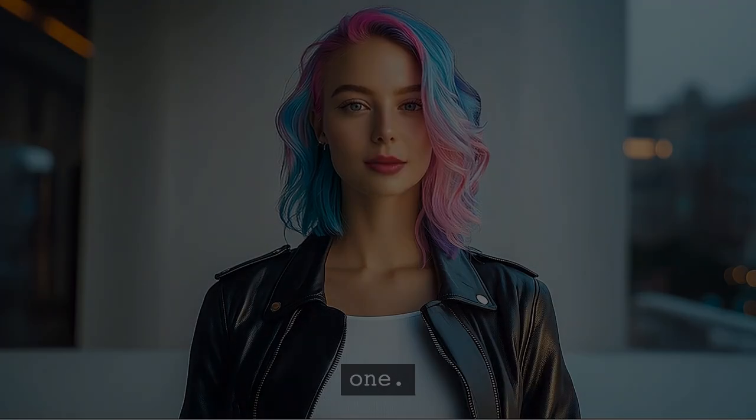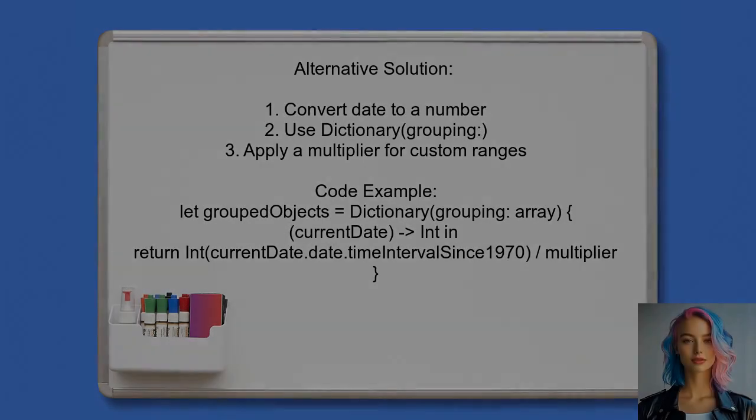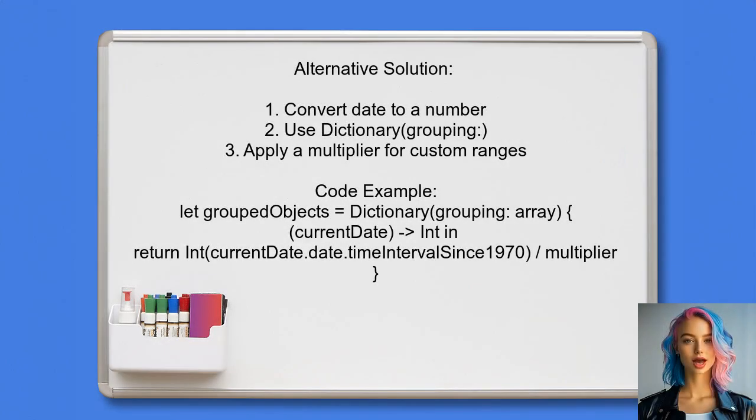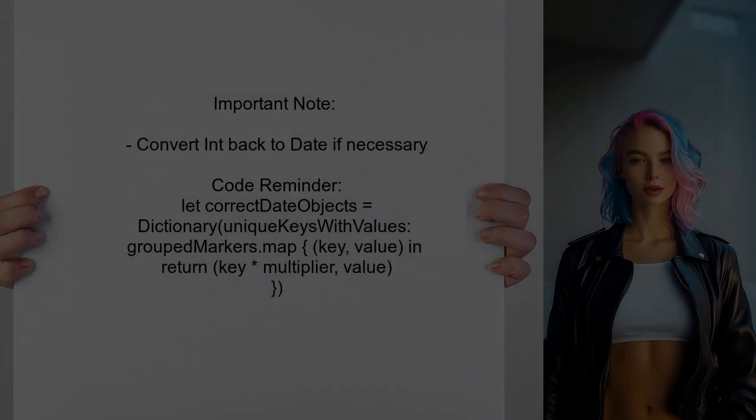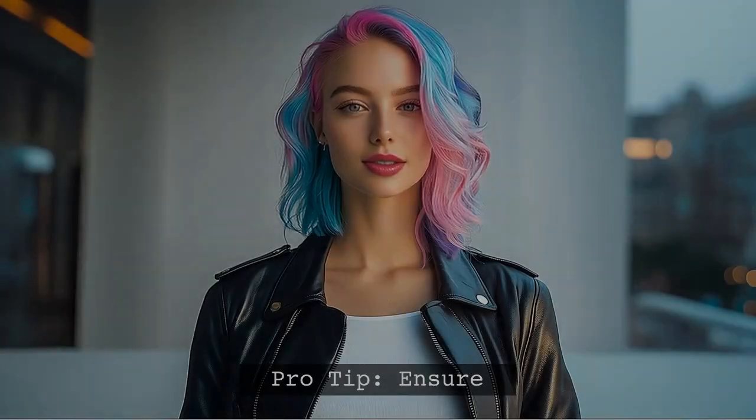Let's explore another one. An alternative approach shared by a user involves converting the date to a number for grouping. They suggest using the dictionary function to group objects based on the time interval since 1970, applying a multiplier for custom date ranges. Additionally, the user emphasizes converting the int type back to date if needed, ensuring the grouped data retains its date format. Here's a pro tip.